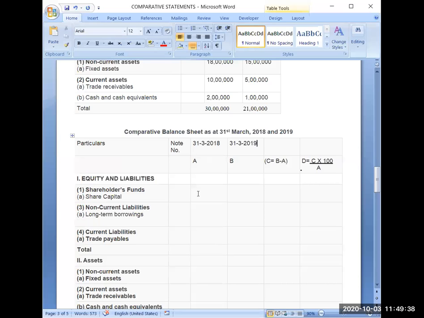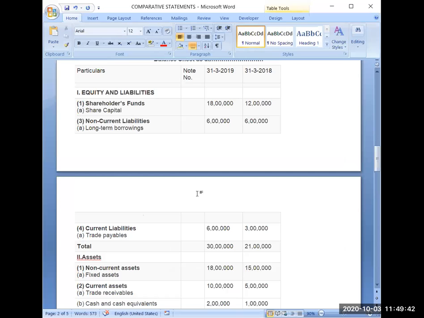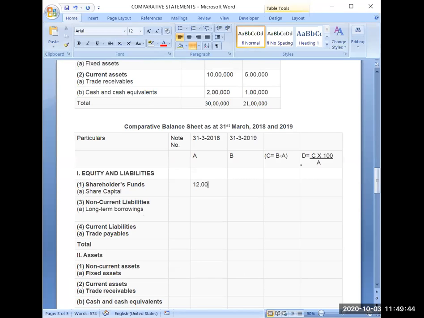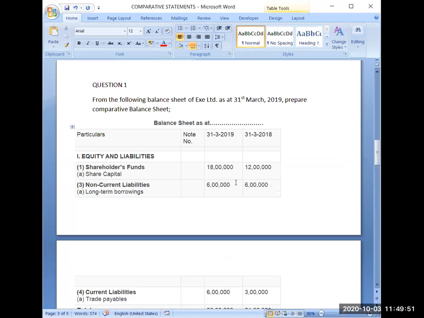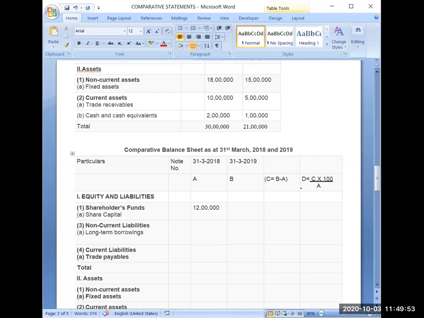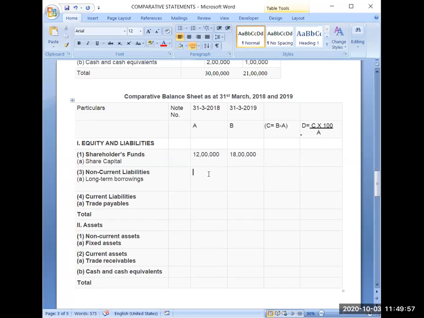One I am showing you: last year share capital was given 12 lakh. So I will write here 12 lakh. And here it is 18 lakh. So capital will be 18 lakh. In this way, I will be completing first these two parts. First write this particular column, and then afterwards you will fill up these two columns. So whatever information is there in the question, that has to be copied simply.